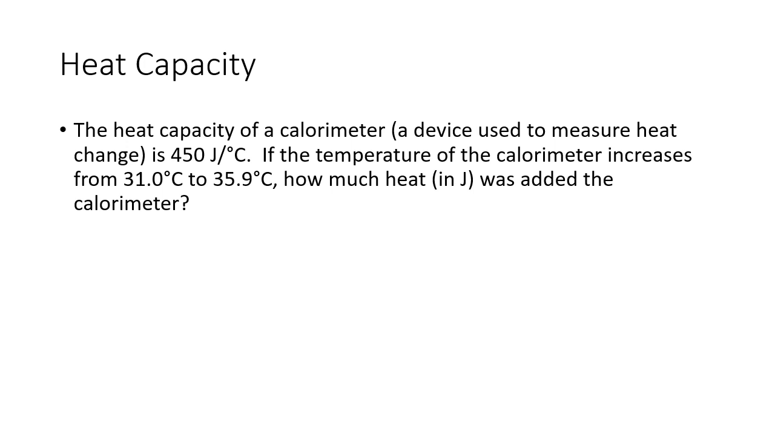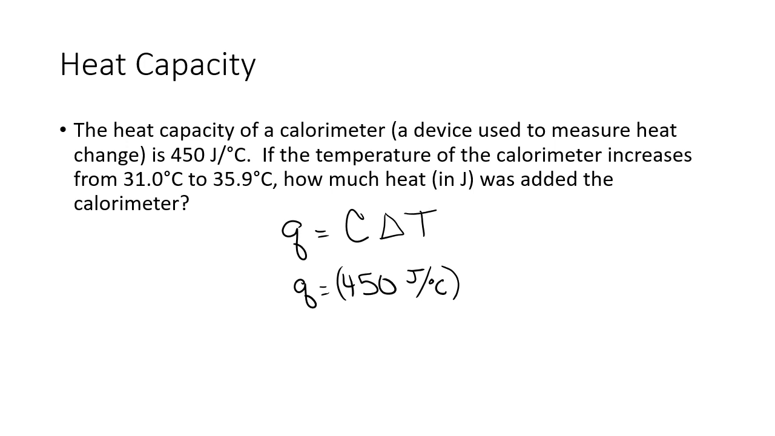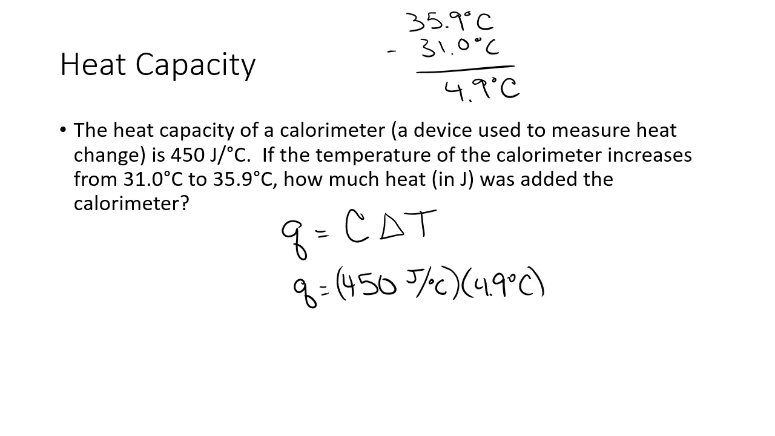If we take the Q, the heat is going to be equal to this heat capacity, capital C, multiplied by the change in temperature. What we'll find is that the heat capacity of the calorimeter is 450 joule per degree Celsius, and we would want to multiply it by the change in temperature. In this case, the change in temperature is 35.9 degrees as the final temperature and 31 degrees as the initial temperature. That's a change of 4.9 degrees Celsius. So I'm going to multiply the heat capacity by 4.9 degrees Celsius.